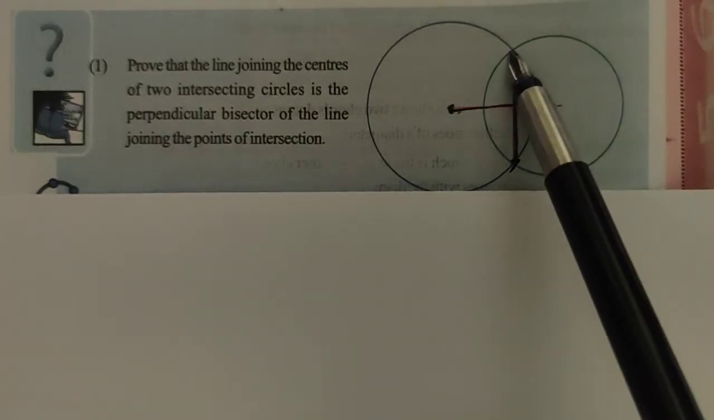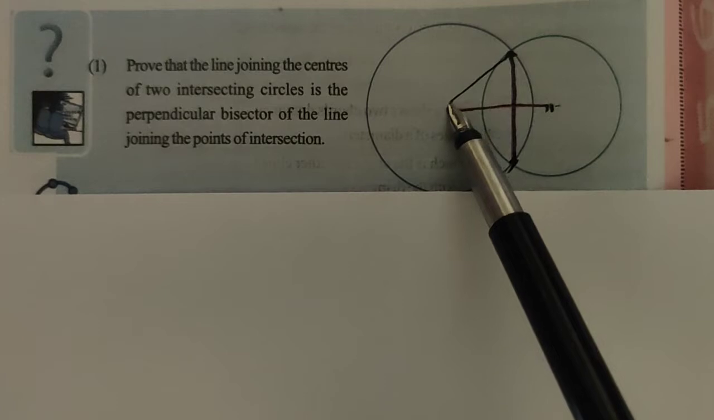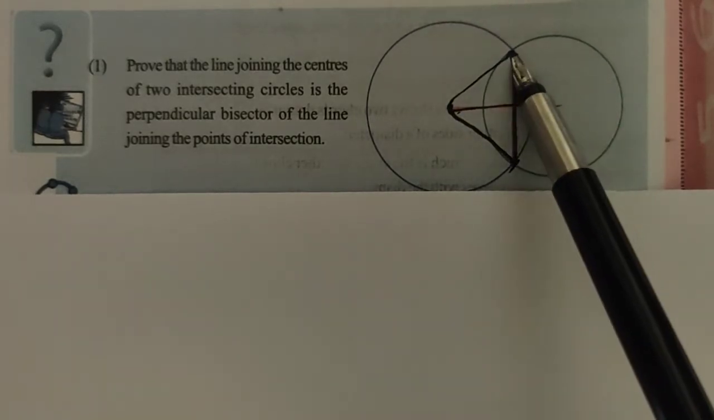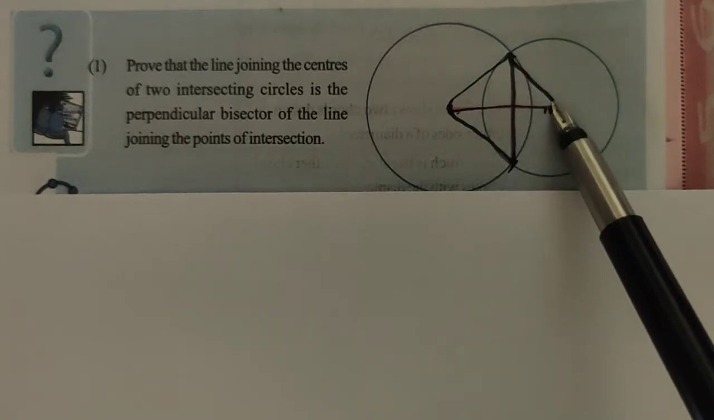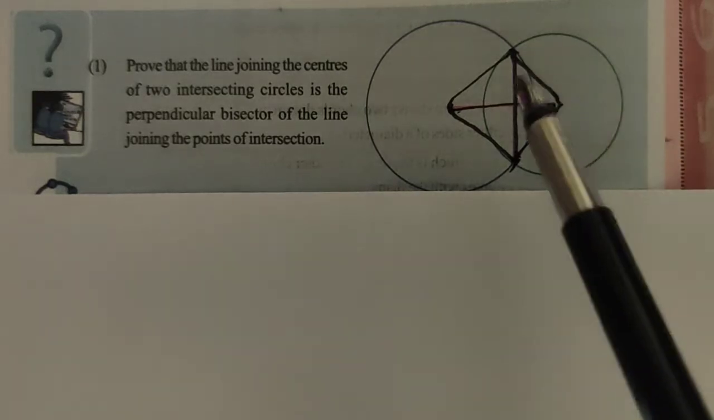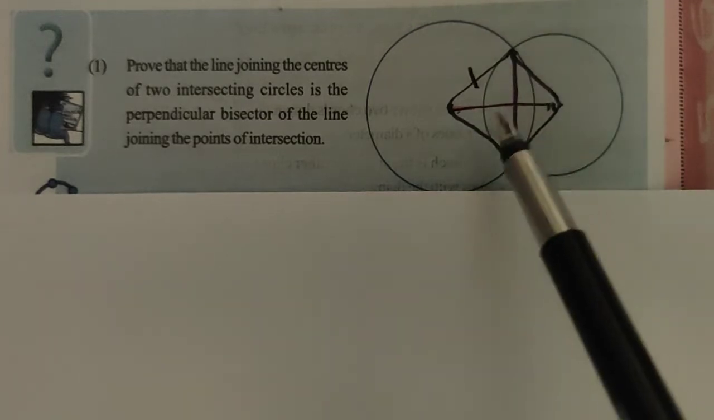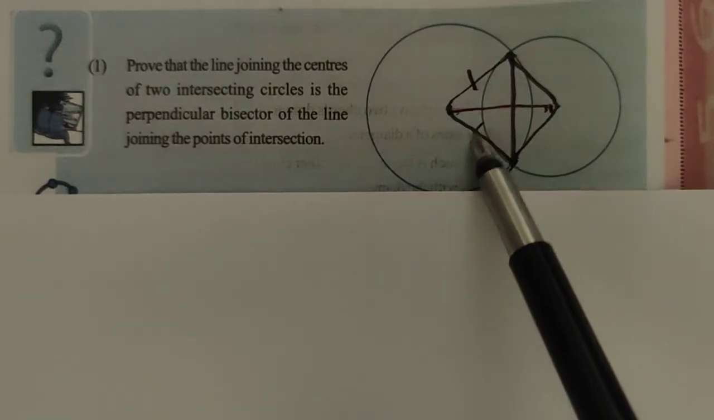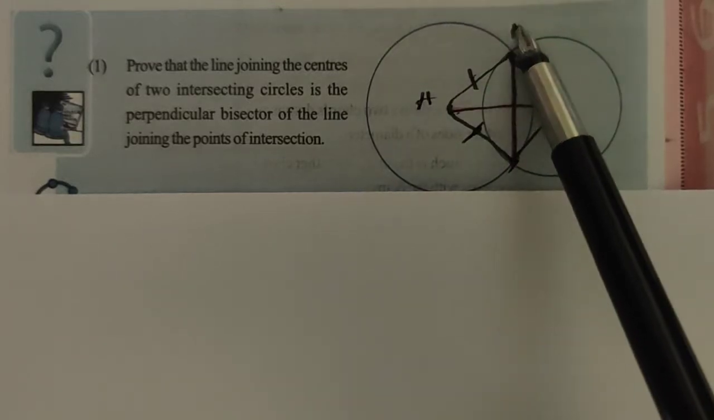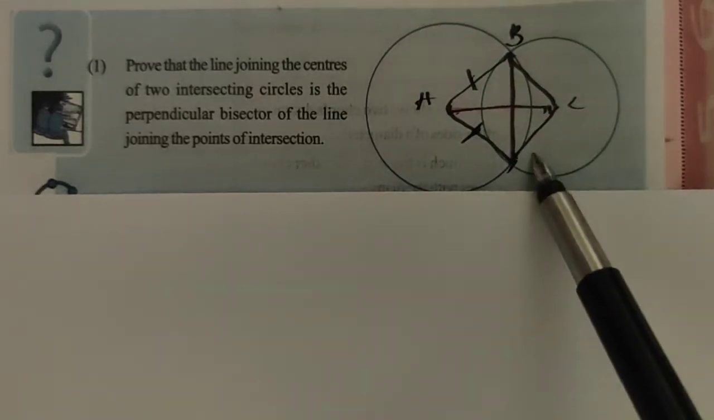Now we consider this line, which is a radius, and also this line, which is also a radius. And this is the radius of the second circle. You can complete this figure. Then you can see this is a side of this big triangle, and this is also a side of this big triangle, and these 2 sides are equal. We can name them A, B, C, D.